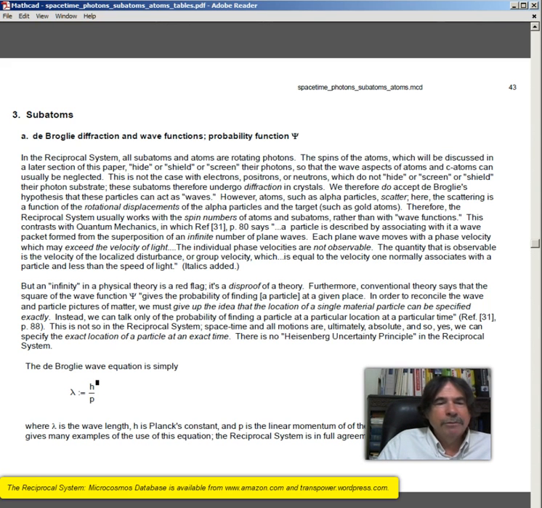The de Broglie wave equation is simply lambda equals h over p, where lambda is the wavelength, h is Planck's constant, and p is the linear momentum of the particle. Reference 31, pages 82 through 87, gives many examples of the use of this equation. The reciprocal system is in full agreement here with de Broglie.